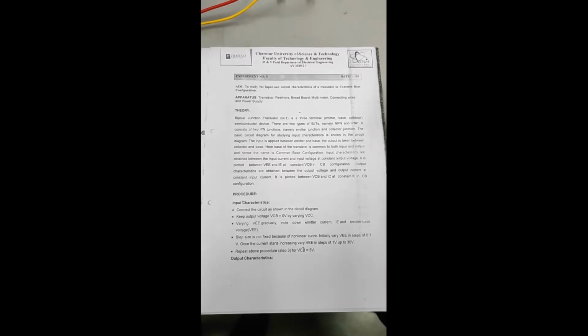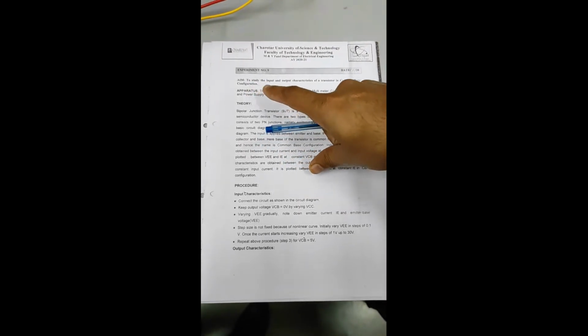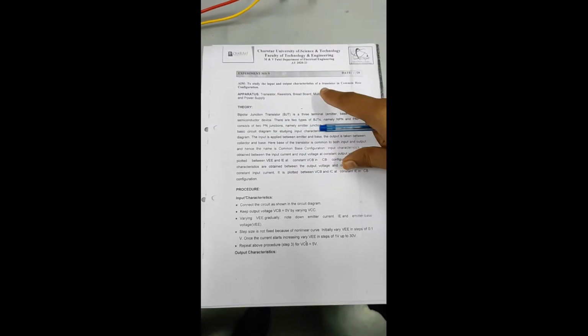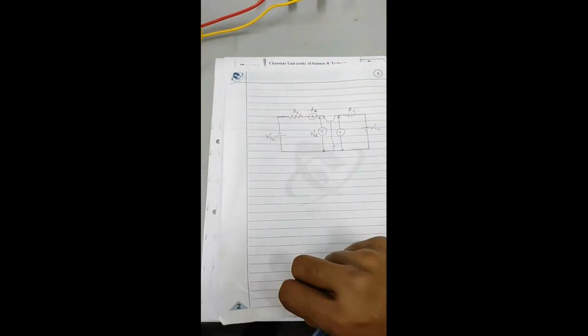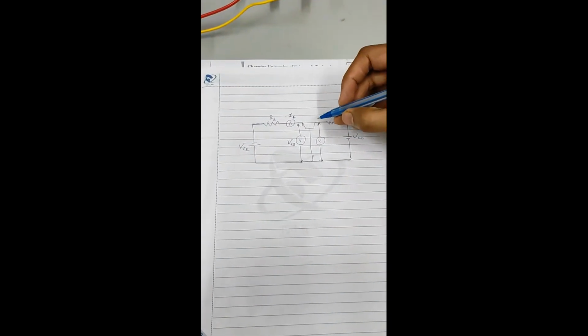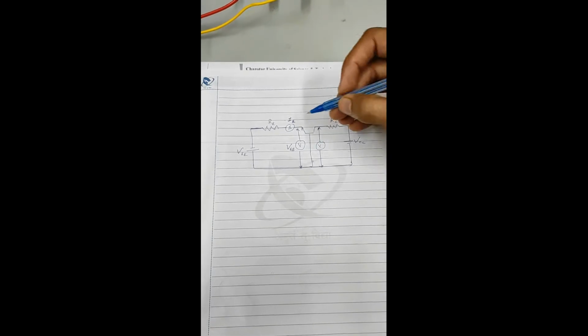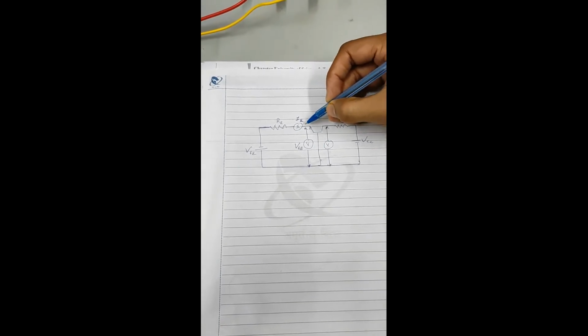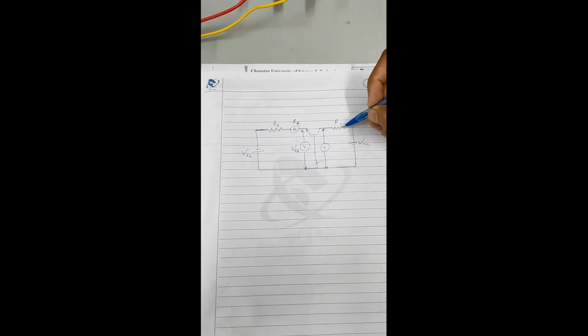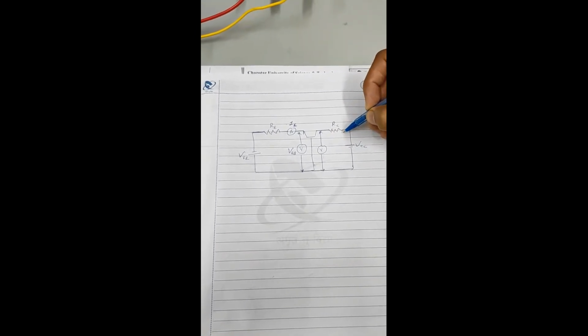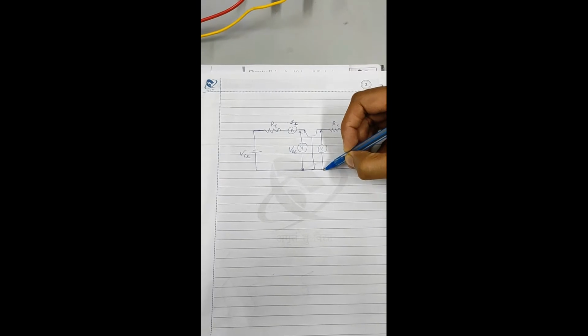Hello students. Here we perform the practical on the input and output characteristics of a transistor in common base configuration. This is the circuit diagram of the common base transistor. You can see that we provide the emitter voltage between the emitter and base terminals, and on the output side we provide the voltage between the collector and base terminals.